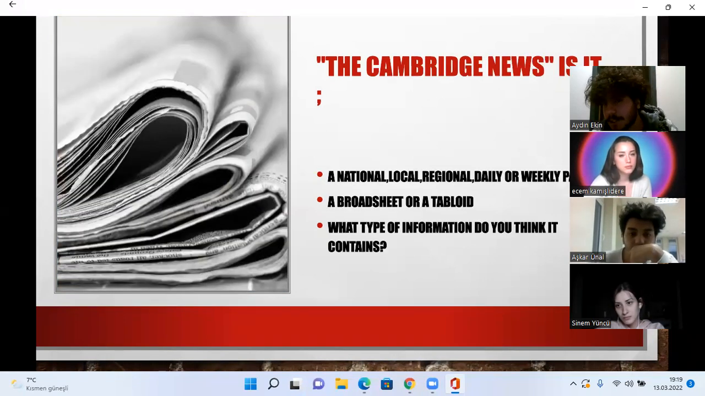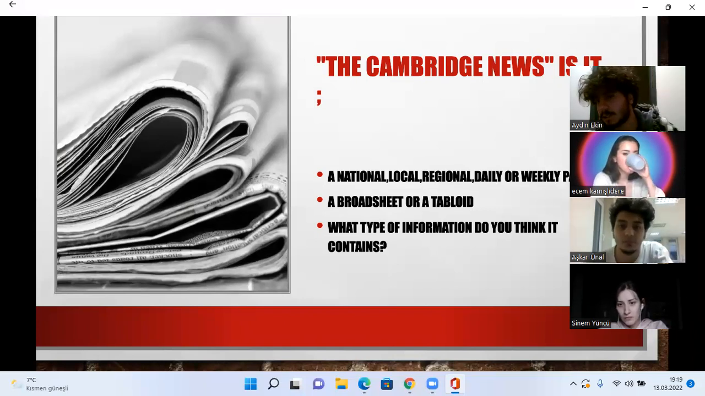And the next one is the Cambridge News. Is it a national, local, or regional one, do you think? What do you think? I think it is local. Yes, of course. And is it published daily or weekly? Daily. Yeah, it might be. And the type of it, what do you think about it? A broadsheet or a tabloid? Broadsheet. Yeah, that might be true. And finally, what about the type of information it has? What do you think about it? Local events. Yeah.